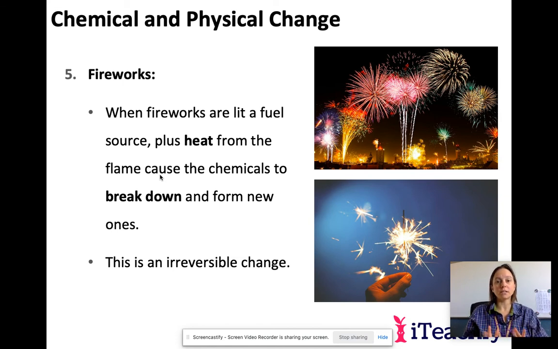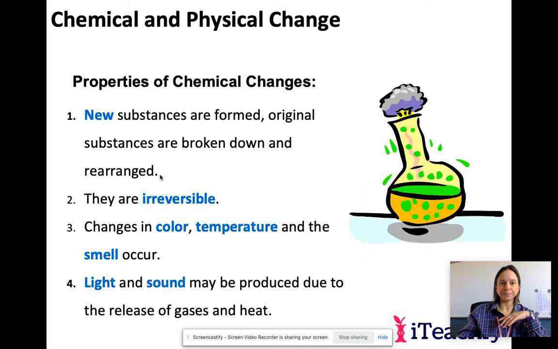Fireworks, again, same thing. With fireworks, we have a fuel source and we have heat, and so we have a chemical reaction. Depending on what we're starting with will depend on what color is produced. That's why we get different colors in our fireworks, because the material we started with will produce a different chemical compound after the firework goes off. And again, these are irreversible.